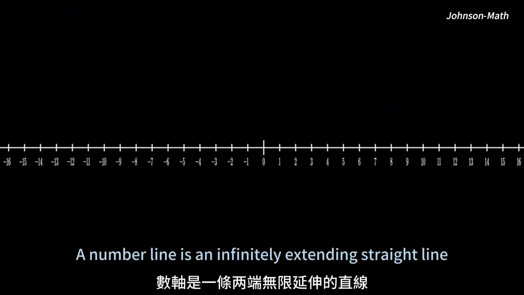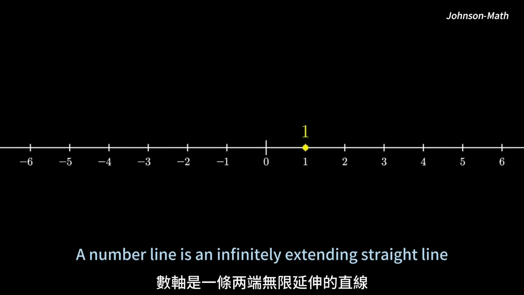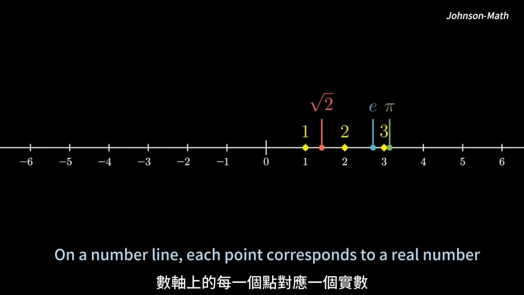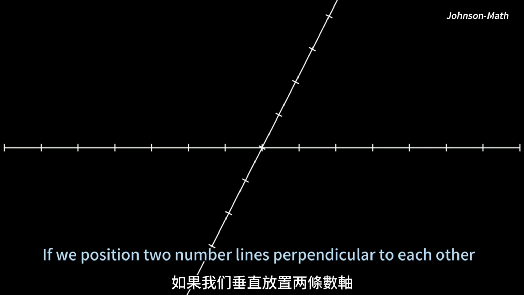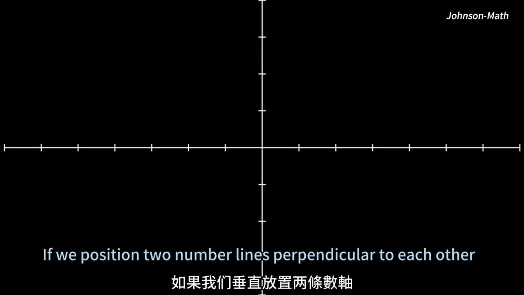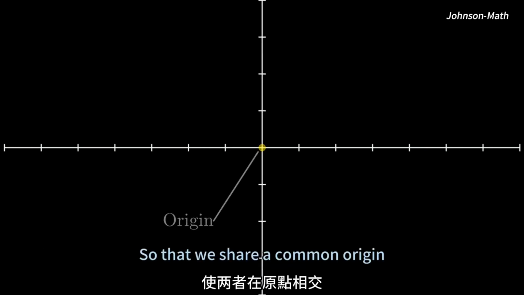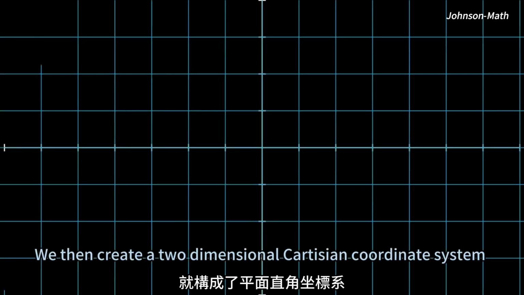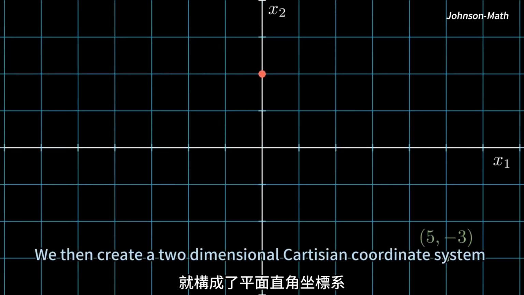A number line is an infinitely extending straight line. On a number line, each point corresponds to a real number. If we position two number lines perpendicular to each other so that they share a common origin, we then create a two-dimensional Cartesian coordinate system.